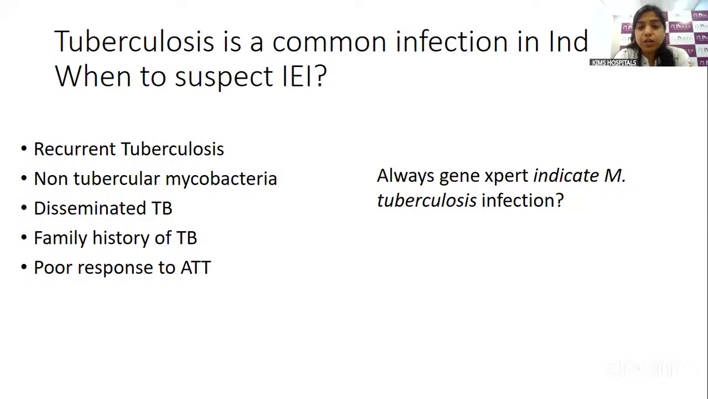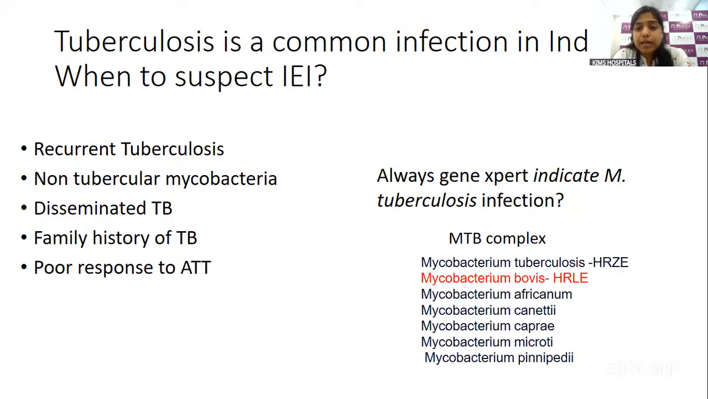And the next question is, does a GeneXpert always indicate Mycobacterium tuberculosis infection? We generally do AFB smear and a GeneXpert, so we think it is an MTB. So does a GeneXpert always mean it's a tuberculosis infection? No, because the GeneXpert detects the MTB complex. The MTB complex has, apart from Mycobacterium tuberculosis, Mycobacterium bovis, Mycobacterium africanum, Mycobacterium canettii, Mycobacterium caprae, Mycobacterium microti. So it's a complex. When a GeneXpert is positive, it can be positive for any of these infections.